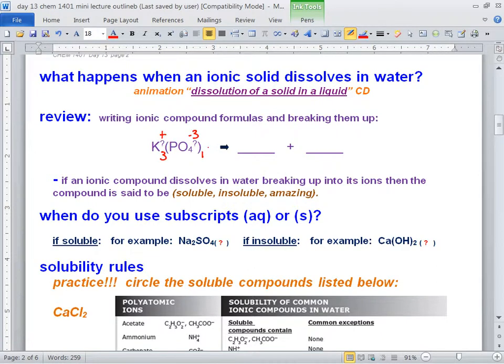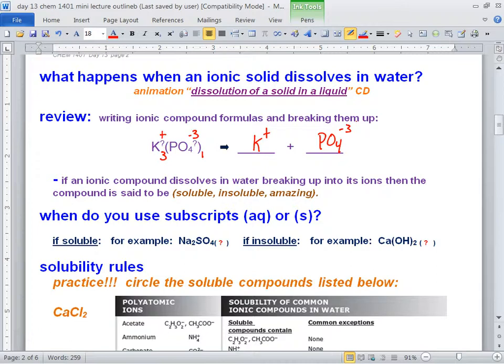So that means this potassium phosphate compound would break up, Bowdy, into what ions? Assuming it does break up. We'll find out that later. It would break up into a potassium with a plus and phosphate. Except, is it 1 to 1? Yeah, the 3 goes in front of the potassium, right? Because there's 3 Ks.